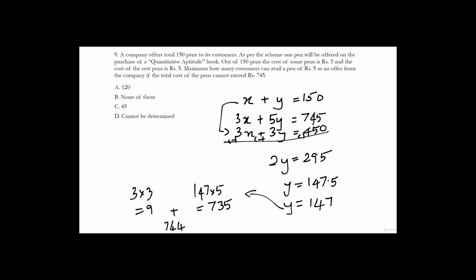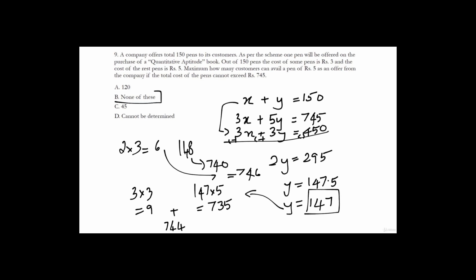If we reduce the number of 5 rupee pens and increase the number of 3 rupee pens, it will exceed 745 rupees. For example, if we increase the number of 5 rupee pens, 148 5 rupee pens will be 740 rupees, and 2 3 rupee pens, so that will be 6 rupees. When we add these two values, we get 746, which is more than 745. So the maximum number of 5 rupee pens that can be sold is 147. So none of these is the answer.